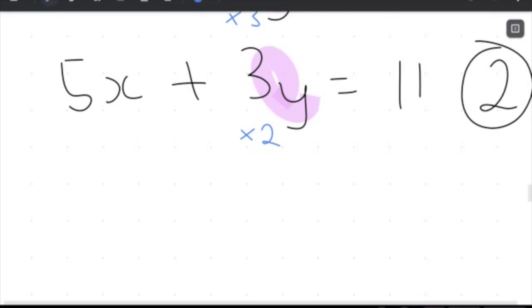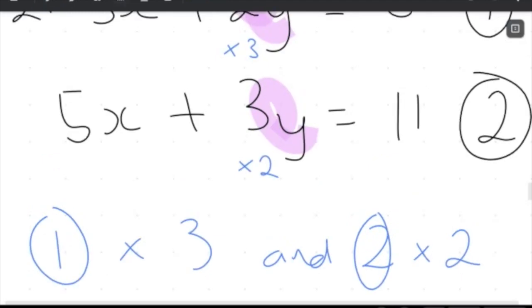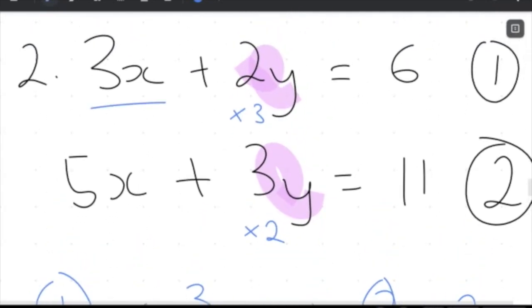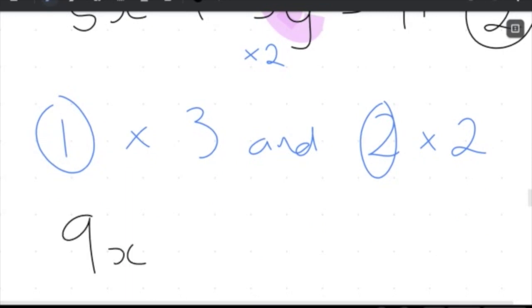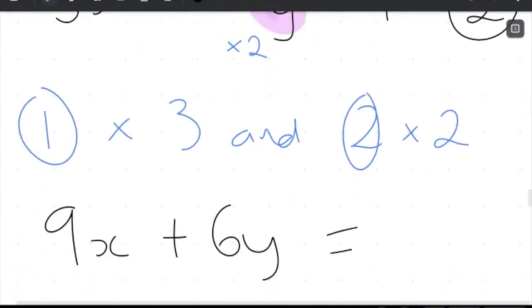So, I'm going to take equation 1 and multiply it by 3, and I'm going to take equation 2 and multiply it by 2. I'm going to do these two operations all at once. So, timesing equation 1 by 3, each of my elements are getting multiplied by 3. So 3x times 3 is going to give me 9x, and I'm going to get 6y here, 2y times 3 gives me 6y, and 6 times 3 gives me 18. And I'm going to call this equation 3 now.